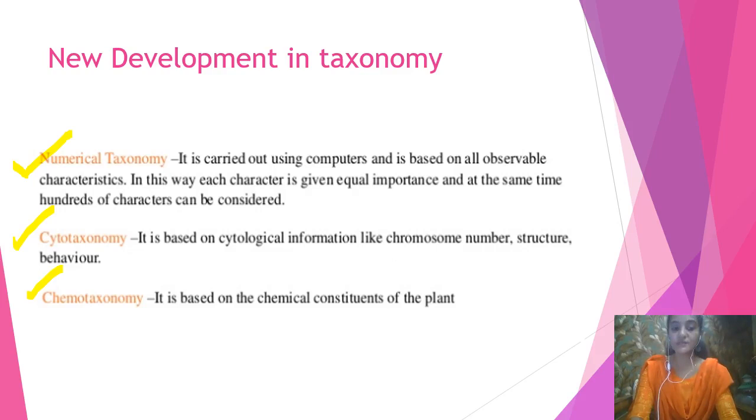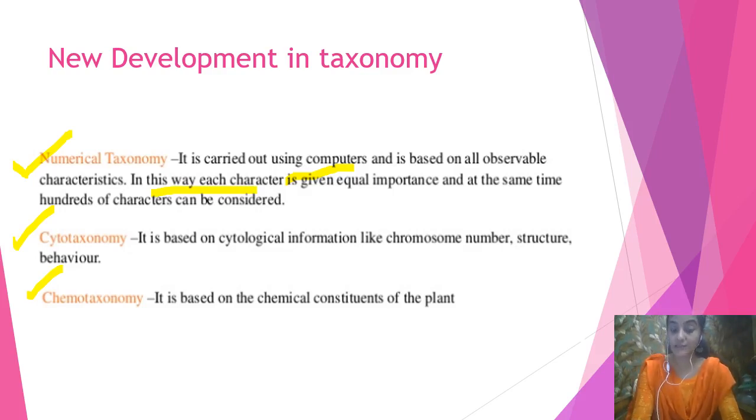Okay, so what is numerical taxonomy? It uses computers, and the observable characters are recorded, and each character is given some codes and numbers so that we can study a large number of plants at the same time. This is what we are doing in numerical taxonomy.